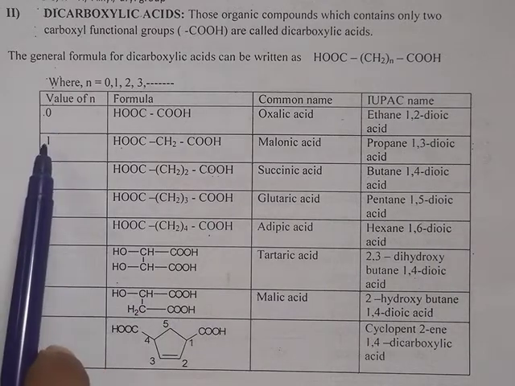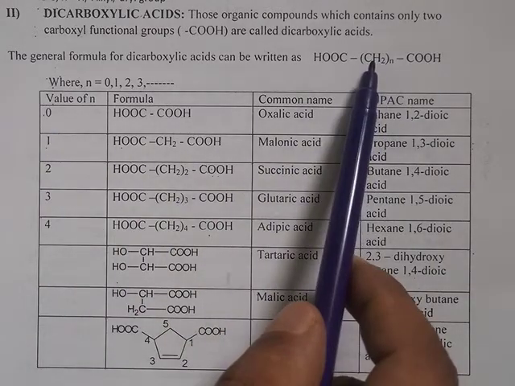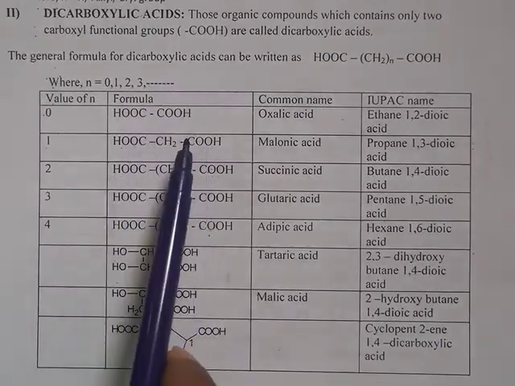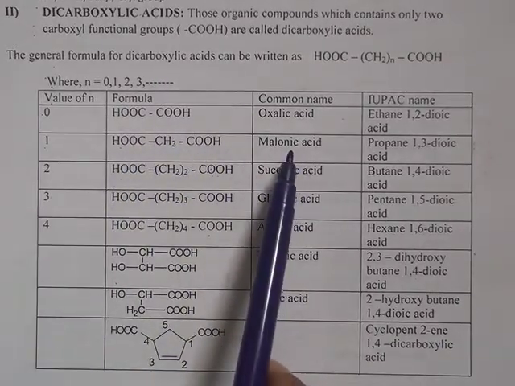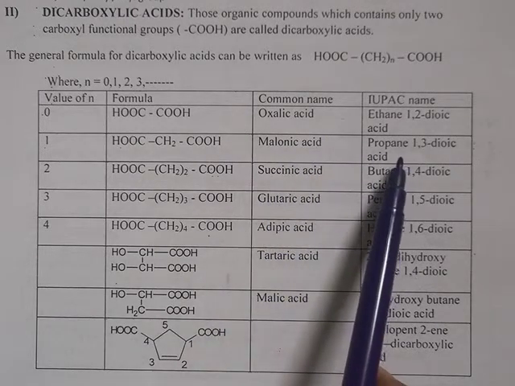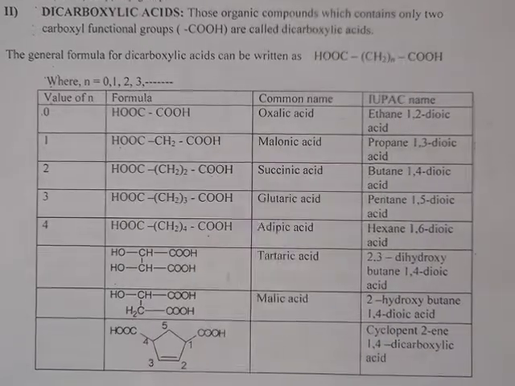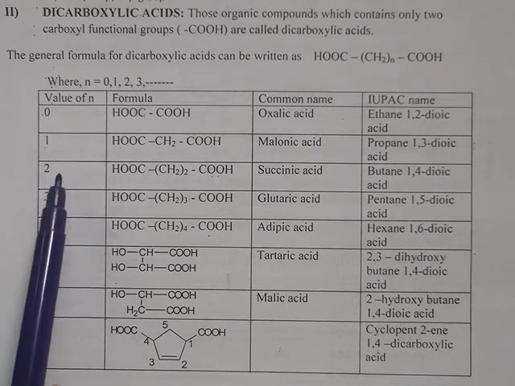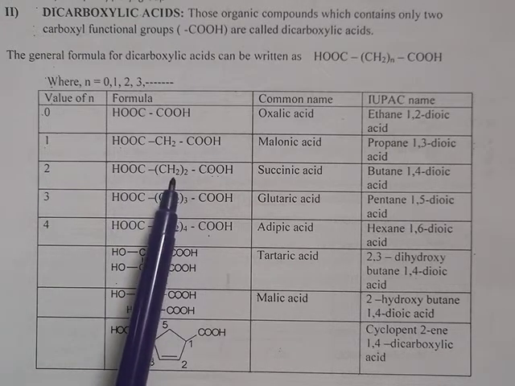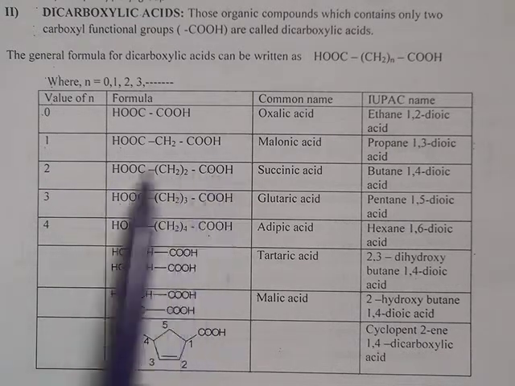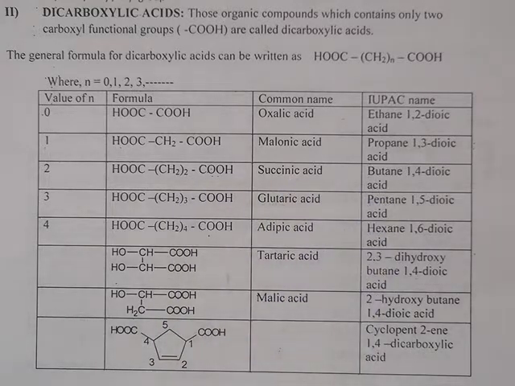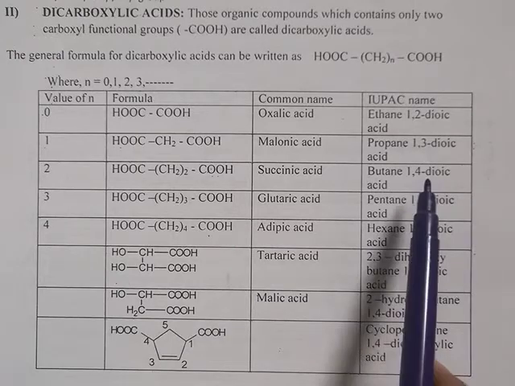Similarly, if n is equal to 1, so one CH2 group is present along with the two COOH groups, the compound is commonly called malonic acid and its IUPAC name is propane-1,3-dioic acid. Similarly, if the compound contains two CH2 groups along with the two COOH groups, it is commonly called succinic acid and its IUPAC name is butane-1,4-dioic acid.